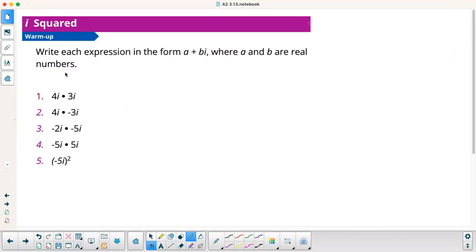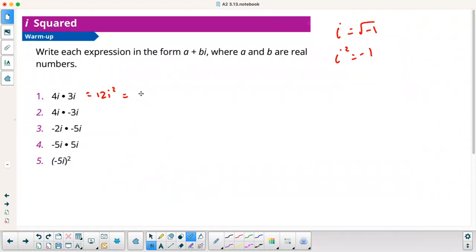All right. Write each expression in the form a plus bi, where a and b are real numbers. Another thing to review, if you don't remember, where does i come from? It comes from the square root of -1. And then i squared is equal to -1. How do you get that? Well, if you square both sides, the square gets rid of the radical, which would just mean i squared equals -1.